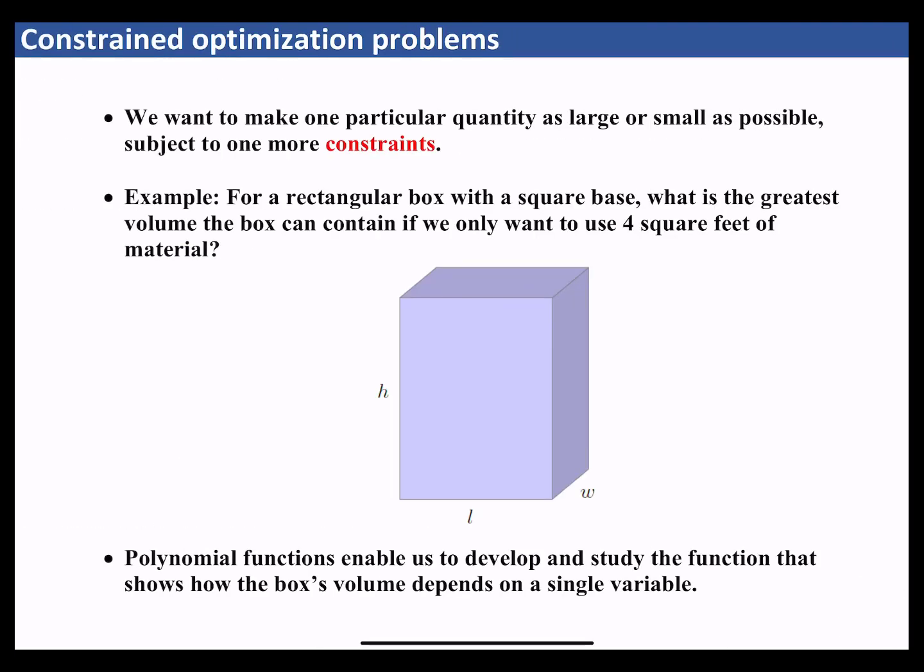Problems of this type are called constrained optimization problems. We want to make one particular quantity as large or small as possible, subject to one or more constraints. One of the first examples we'll consider in this section is a problem such as, for a rectangular box with a square base, what is the greatest volume the box can contain if we only want to use 4 square feet of material? Well, calculus is needed to rigorously find the dimensions that generate this maximum volume. Polynomial functions enable us to develop and study the function that shows how the box's volume depends on a single variable.